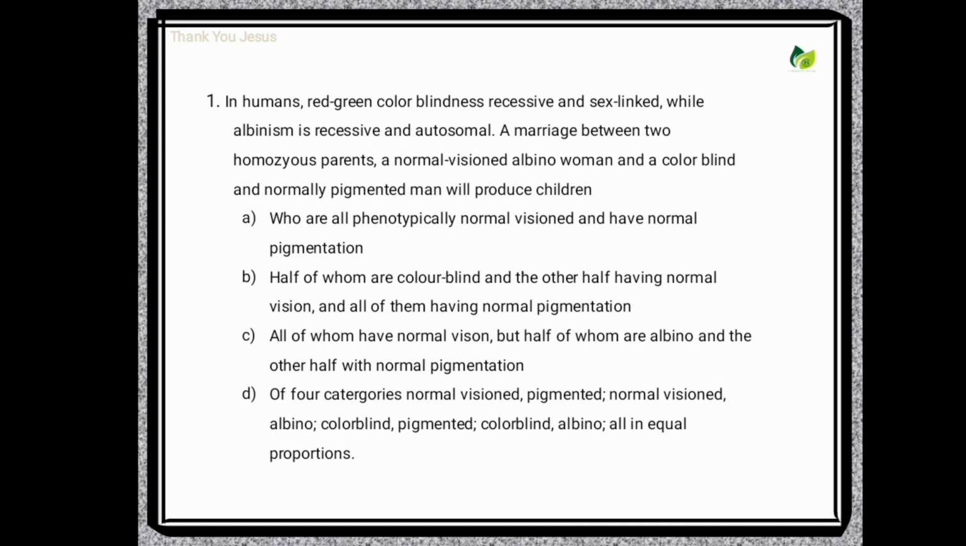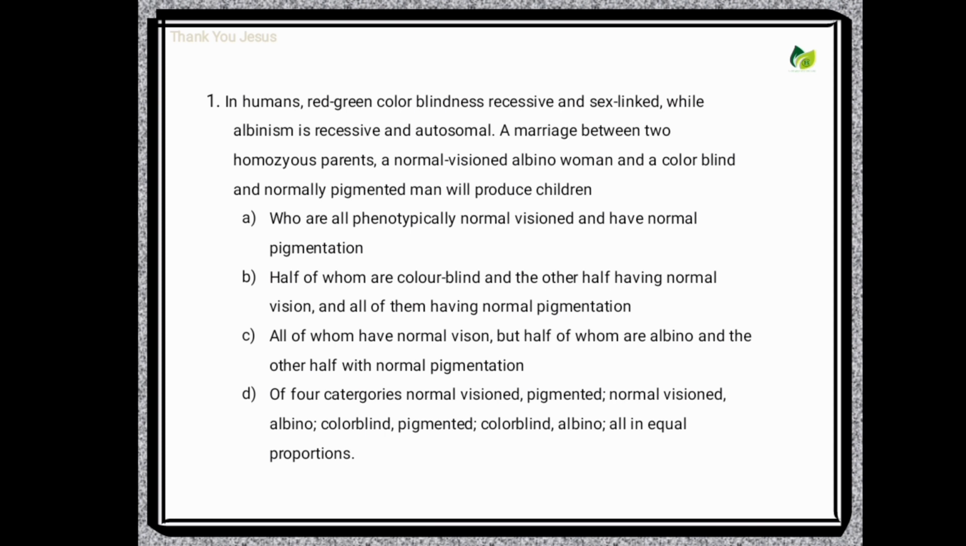In humans, red-green color blindness is recessive and sex-linked, while albinism is recessive and autosomal. A marriage between two homozygous parents, a normal-visioned albino woman and a color-blind and normally pigmented man, will produce children. The options are: first option, who are all phenotypically normal visioned and have normal pigmentation.